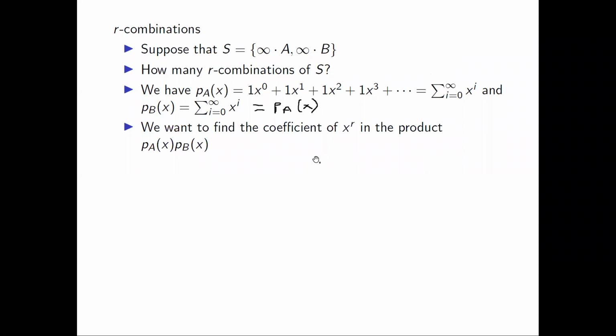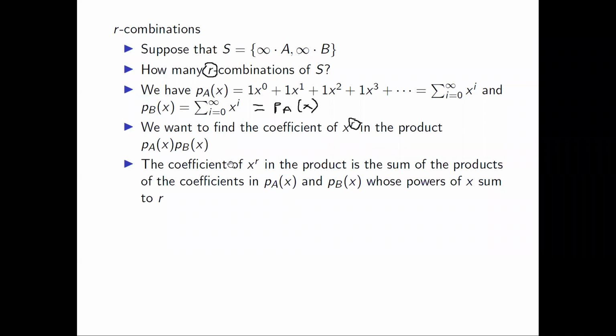And like on the previous slides, all we're trying to do here, counting the R combinations, is just find the coefficient of x to the R, the same R as we have here in the product P_A times P_B. And we can see that the coefficient of x to the R in this product is just the sum of the products of the coefficients in P_A and P_B whose powers of x sum to R. So let's look at that in a little more detail. Up here, we will have our P_A of x, and here we'll have our P_B of x.